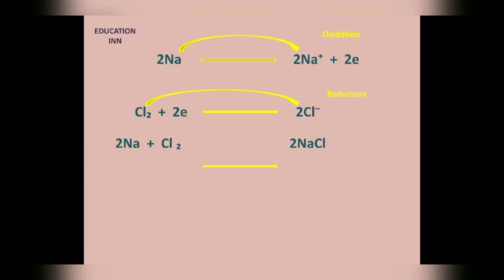Now combining both of the above reactions, we get this net ionic equation. In this net ionic equation, there is both oxidation and reduction, therefore it is termed a redox reaction. So it is clear that where there is oxidation, there must be a reduction reaction. So both these reactions take place simultaneously.